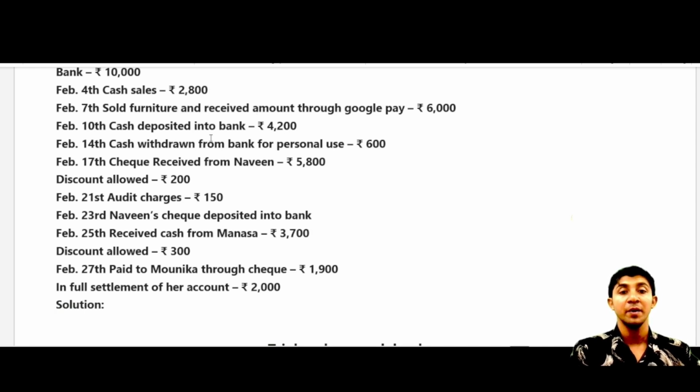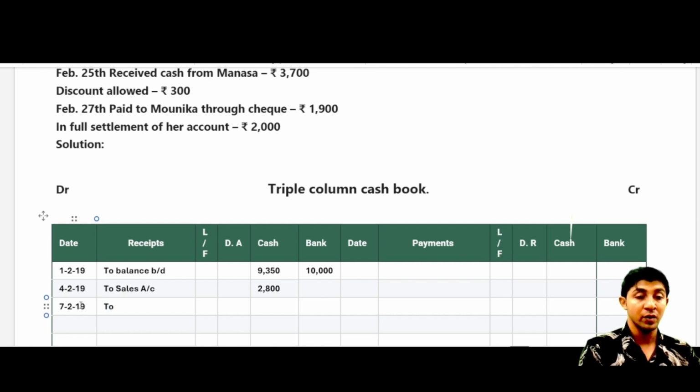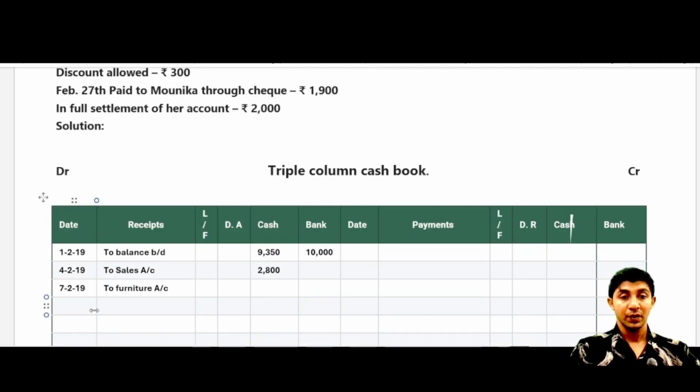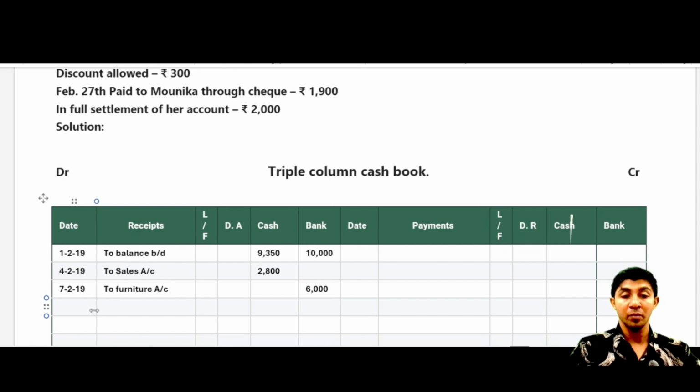Then the next transaction is sold furniture and received amount through Google Pay. You sold furniture on the 7th and money came to us, but cash did not come. We have received it through Google Pay, which means the money came into our bank account. So we will write the date 7th of February 2019, and we have sold furniture. The amount is rupees 6,000 in the bank column, because we have received this through Google Pay.